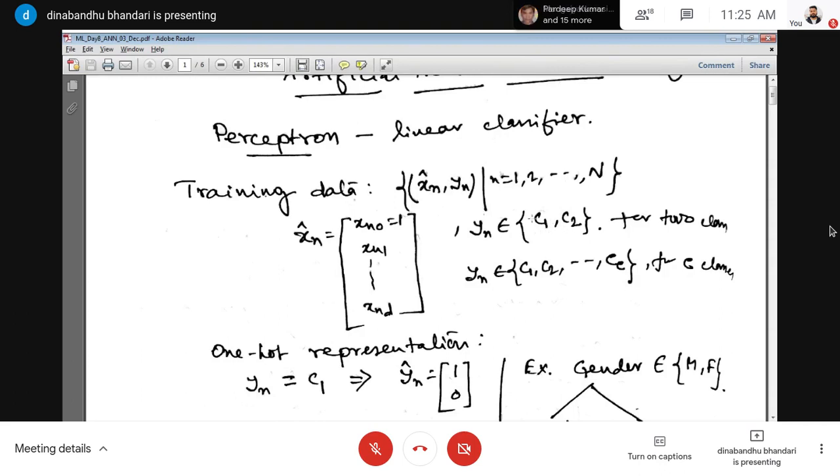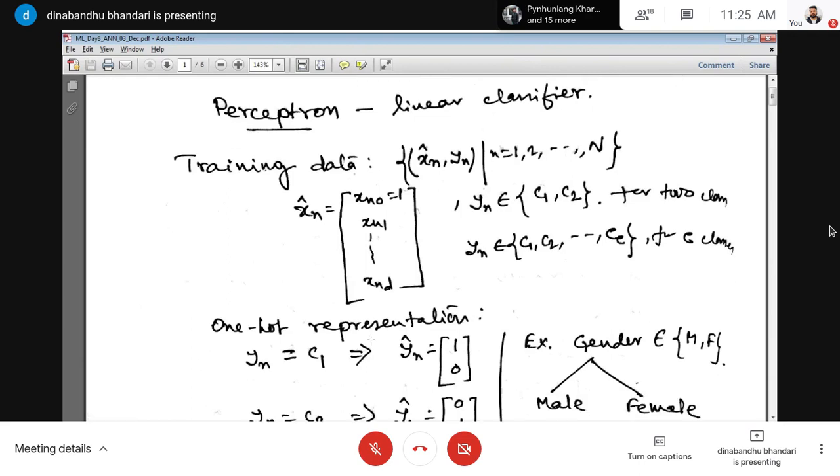Now, let us try to represent this class, this yn, in a different representation scheme called one-hot representation. Just go to any data mining or pattern recognition book, and there you will find data pre-processing. Always there will be a chapter, and in that chapter you can find this one-hot representation. Actually, in the data, we may have categorical data, right? Maybe color, gender, name, department. These are actually categorical data.